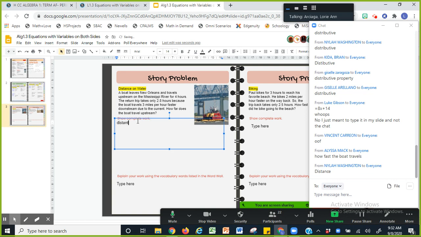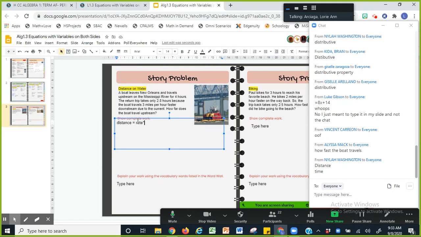So distance is equal to rate. How fast the boat travels is actually the rate. Rate times what? What do we multiply it by? Remember your formula DRT. So what does T stand for? Distance is equal to rate times time.